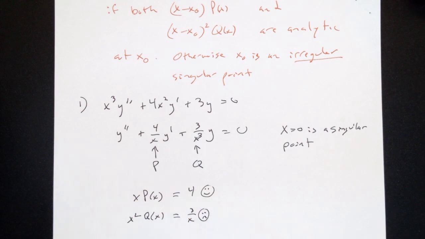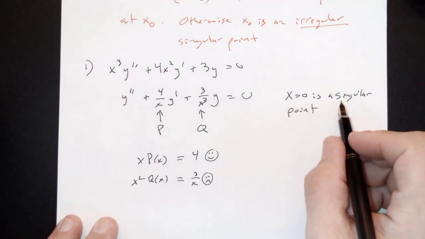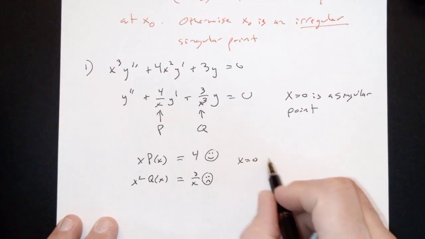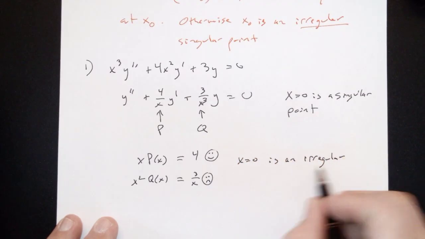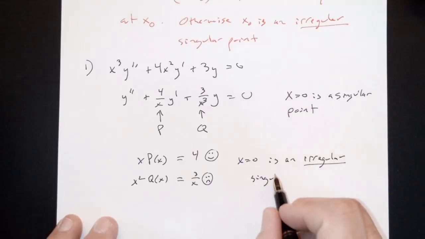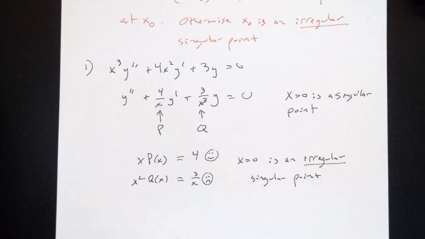Why is that a problem? It's still undefined at 0, right? And that means that x equals 0 is not just a singular point, it is an irregular singular point. This function, 3 over x, is not nice at 0.